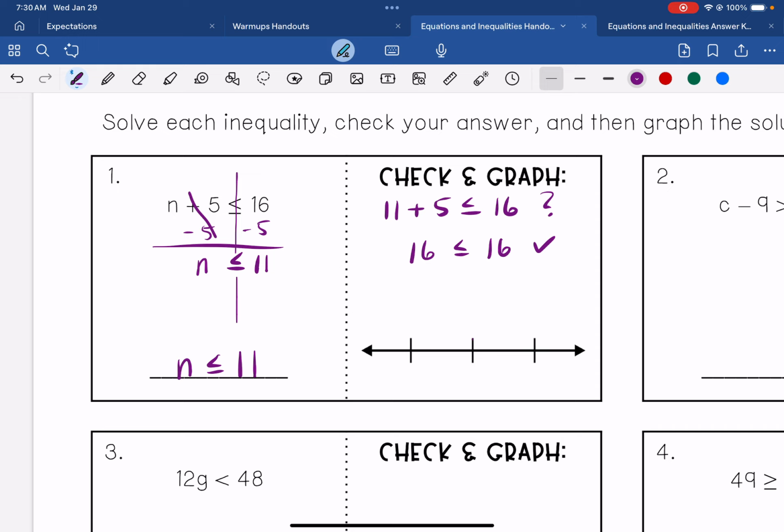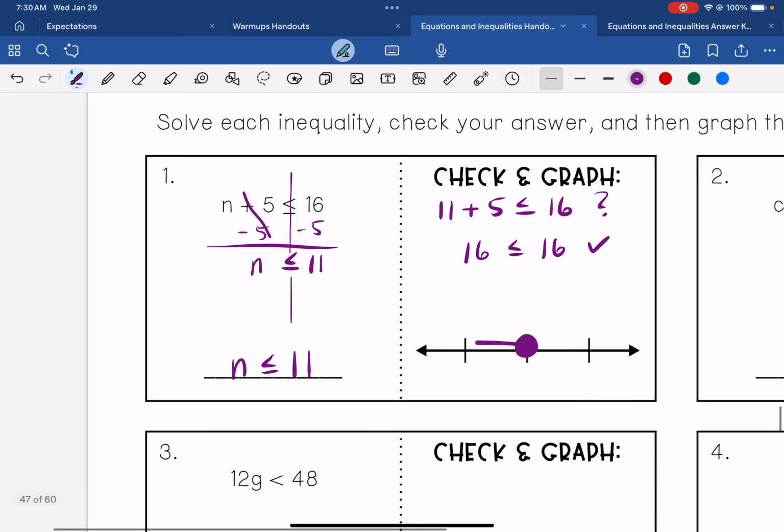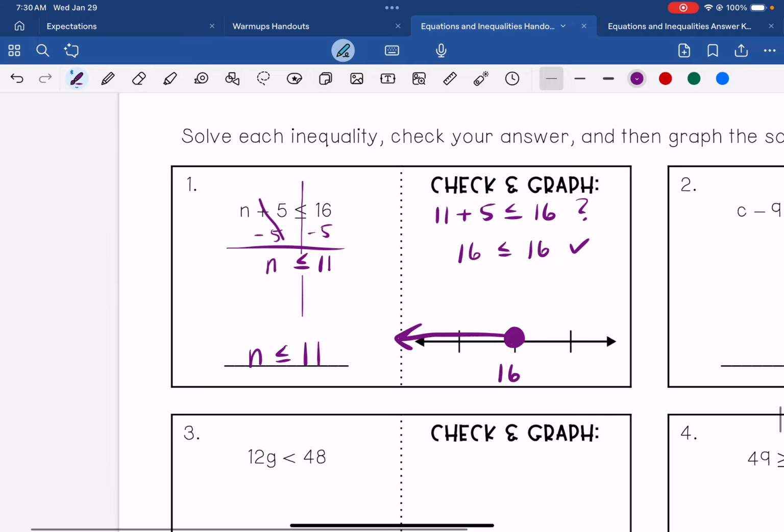So right here for graphing, remember, when it's less than or equal to, we use a closed or shaded circle. Some people call it a filled-in circle, whatever you prefer. And then since it's less than, remember the trick that if you draw your arrow, it should be pointing to the left. So I'm going to go ahead and copy that over here and put my 11 below it, because that's our solution.